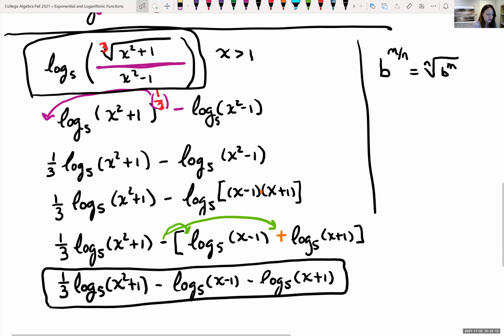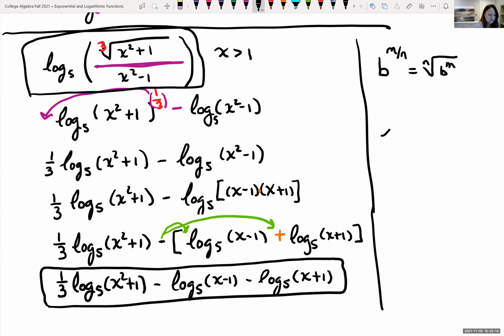I just want to state this: if you have log base b and you have a plus or minus, so you have more than one term in there, this does not equal the sum. Don't think of this as distributing your log base b.